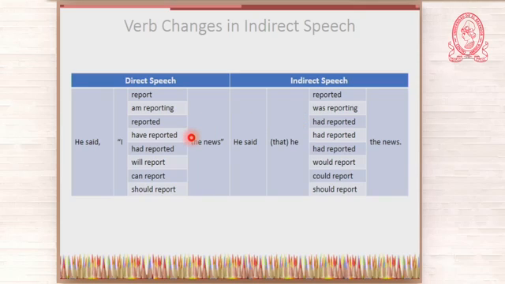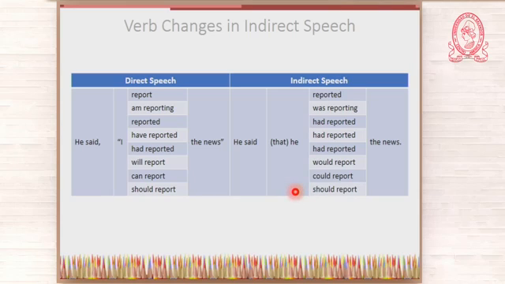And what happens when you have present perfect? I have reported. He had reported. And what happens when you already have the past perfect? Had reported the news. He said that he had reported the news. You see, here there is no change. You have had reported, and here you have had reported. But what happens when it is the future using will? You change from will to would. And if you use can report, you change it to could report. If you have a should report, then you use should report.